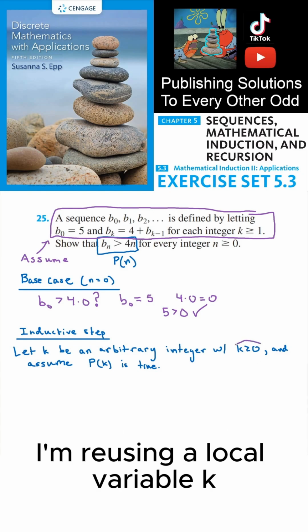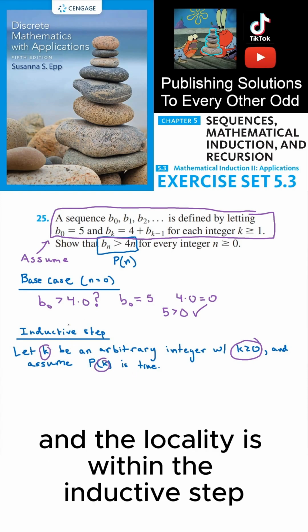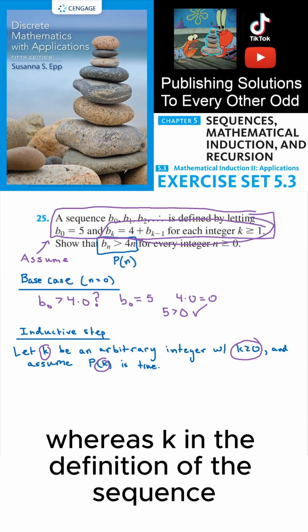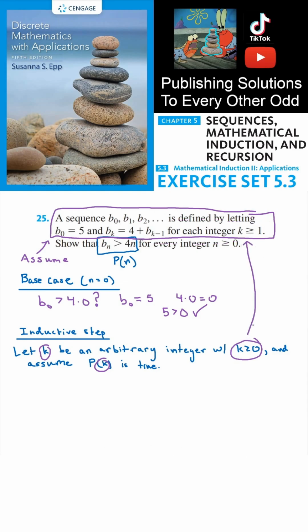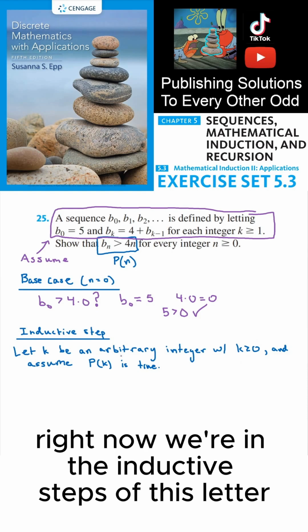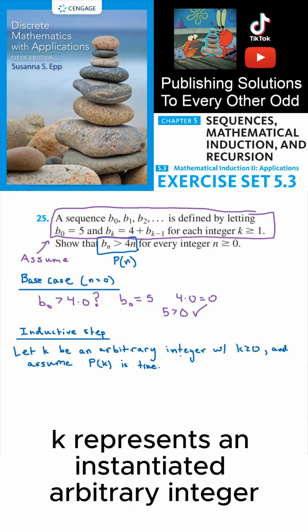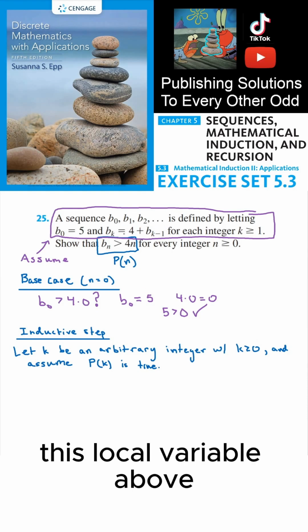If you notice, I'm reusing a local variable k. K is a local variable, and the locality is within the inductive step, whereas k in the definition of the sequence is also a local variable. So that's why these two letters here are the same, but they represent two different variables. Right now, we're in the inductive step, so this letter k represents an instantiated arbitrary integer that is completely separate from this local variable above in the definition of the sequence.